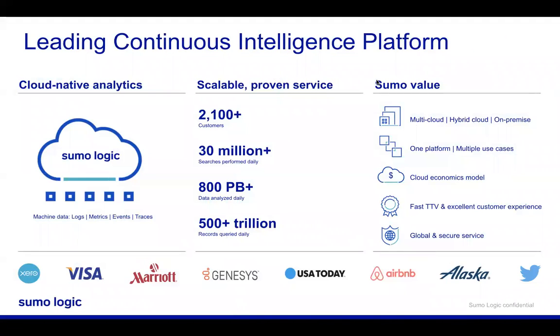And just a little bit about our platform as a whole. We are a continuous intelligence platform, and we ingest logs, metrics, traces, and events. We have over 2,000 customers. We perform over 30 million searches per day for those customers and analyze and ingest 800 petabytes of data every day. So pretty massive scale. Some of our customers here at the bottom: Visa, Marriott, USA Today, Airbnb, and so forth.